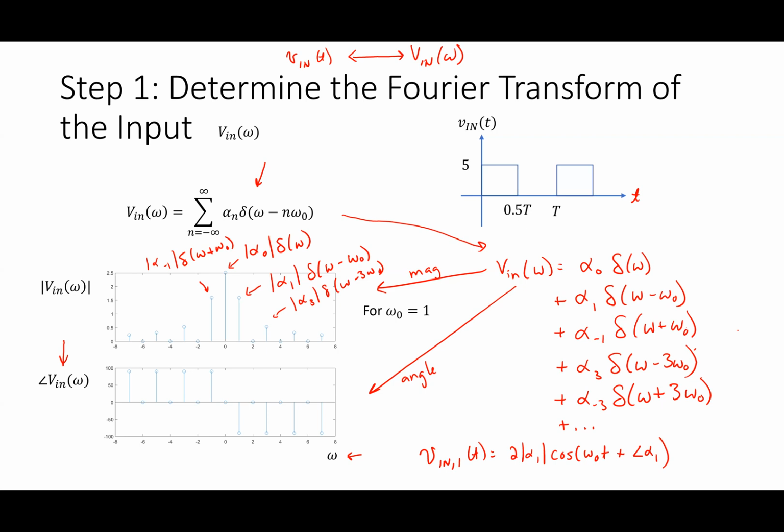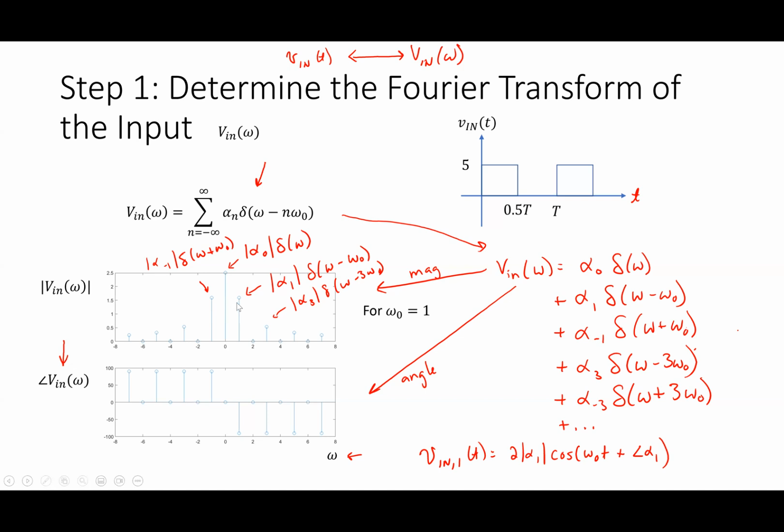If I wanted to figure out what it means, then, this alpha 1 and alpha minus 1? What about those two things? What do they tell me? In this case, they're about 1.5. They're not quite 1.5, but they look like they're about 1.5. What does it mean if I have two impulses there that both have a height of 1.5? What does that mean about the time domain?